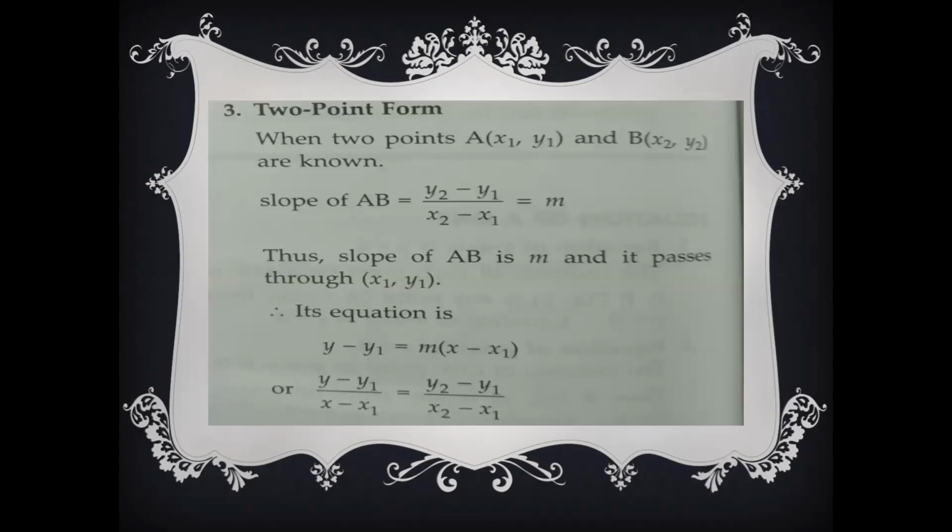And the third way of framing the equation is when 2 points are known. Let us say point A is (x1, y1) and point B is (x2, y2). The slope of AB will be y2 minus y1 upon x2 minus x1, which is equal to m. Once we know the slope, we use the same way as in the point slope form, y minus y1 equal to m times x minus x1. Now the point here is (x1, y1); which point should I take, A or B? It is our own choice. We can take any one of the points, both will give us the same answer, right? So this is the third way of forming the equation of line.